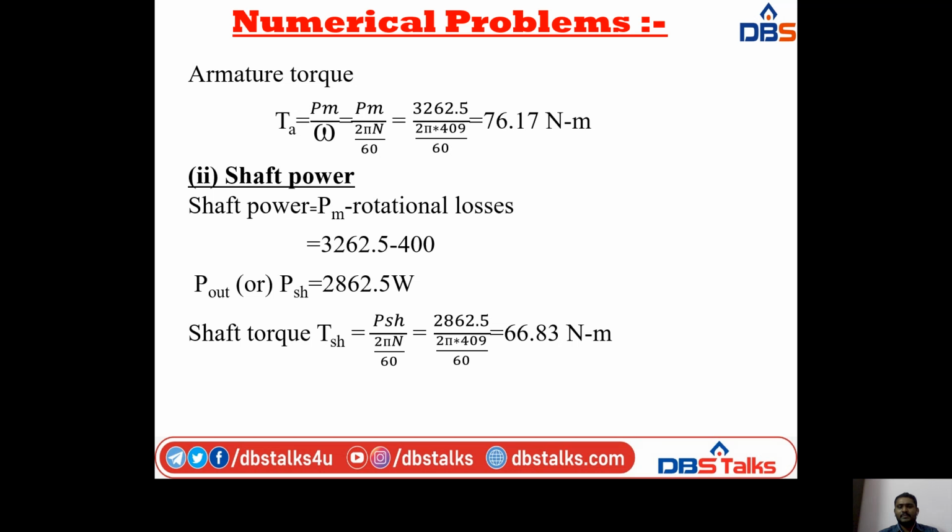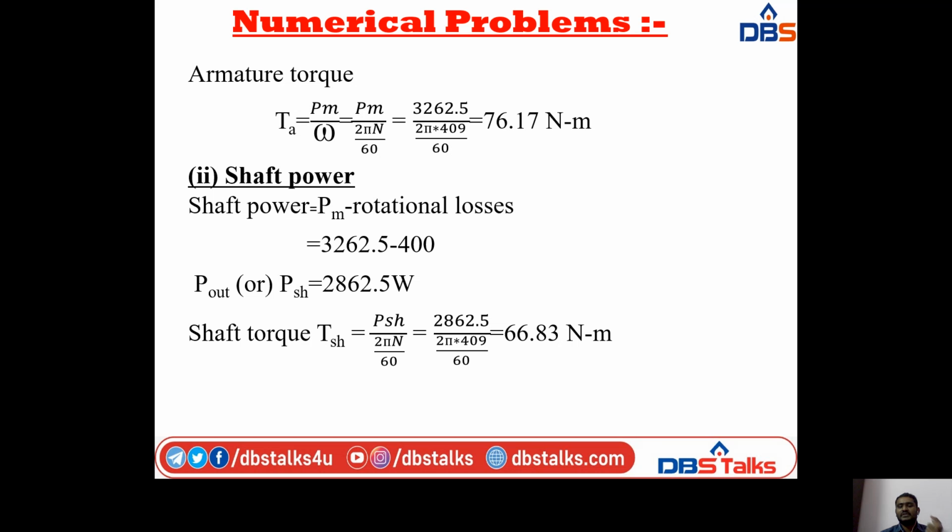Next we have the shaft power. The shaft power is equal to the power developed in the armature minus rotational losses. In the problem they already gave that the rotational losses is equal to 400 watts. Substituting Pm, 3262.5, minus rotational losses 400, we have the output power or shaft power, that is equal to 2862.5 watts.